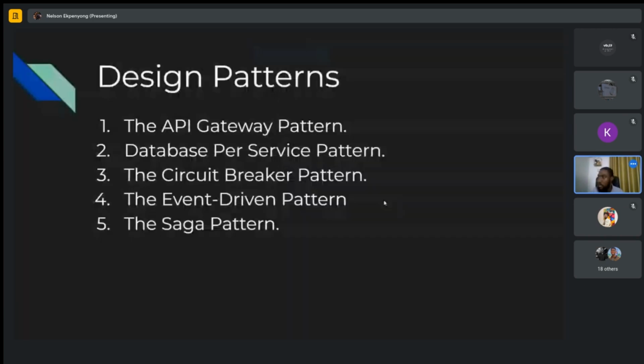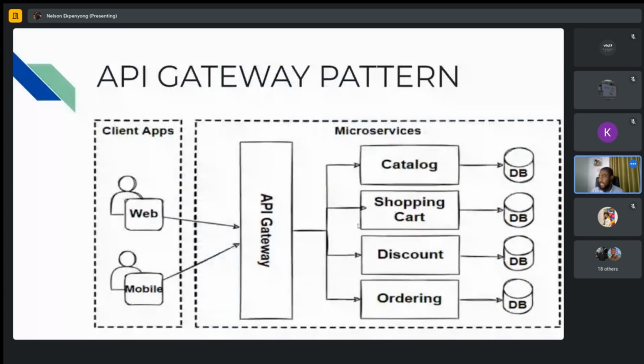All right, okay. There's the API gateway pattern. There's the database per service pattern. There's the circuit breaker pattern. There's the event-driven pattern, and there's the saga pattern. All right. So this is the API gateway. Now the interesting thing about the API gateway pattern is that it merges 2 patterns together.